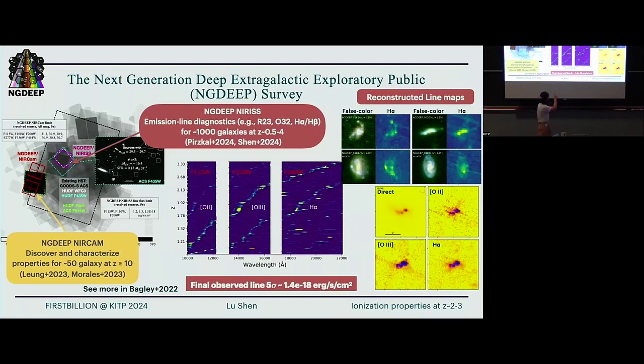Here I'm showing in the middle a stacked 2D spectrum for a galaxy, which we took from NIRISS, and on the right is the H alpha map we reconstructed from the NIRISS observation. And on the bottom are also the O2, O3, and H alpha emission line maps that we're going to use for the resolved study of those line diagnostics for galaxies at redshift 2 to 3.